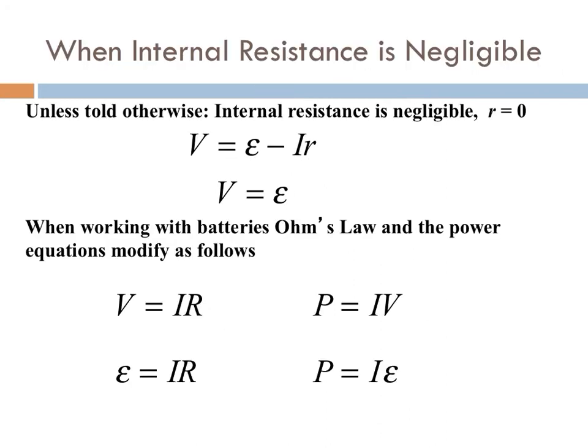Again, for the most part, internal resistance is going to be considered negligible unless you're otherwise told to include it in your equation. So when internal resistance is negligible, r is equal to 0. That means this piece is going to go away, and all you're left with is our terminal voltage will be equal to the EMF produced by the battery.